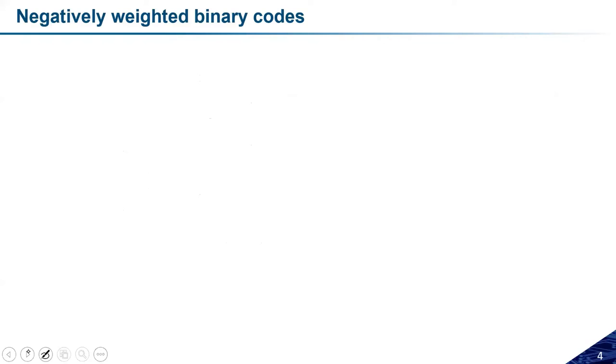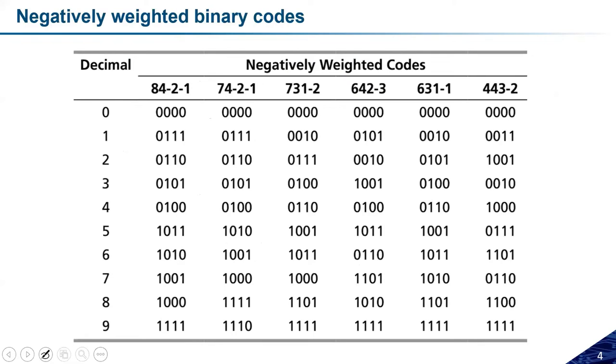Now let us talk about the negatively weighted code. In the negatively weighted code, some of the weights are negative. It is not necessary that all the weights are negative. If all the weights are negative, you will not be able to make the decimal, right? So there must be some weights which are positive, and some which are negative, so that you can get all the decimal numbers, whatever we have.